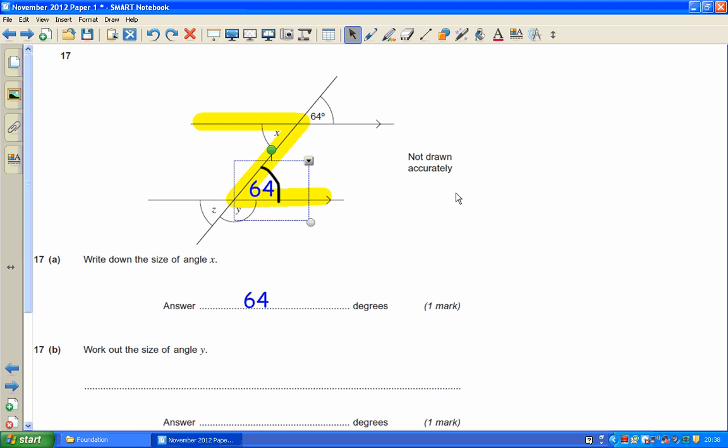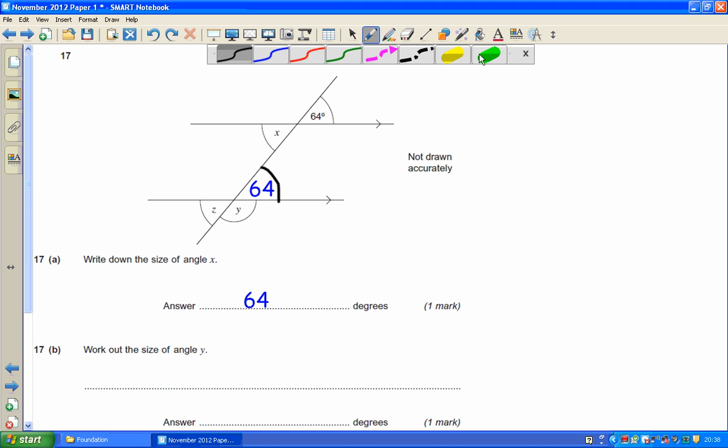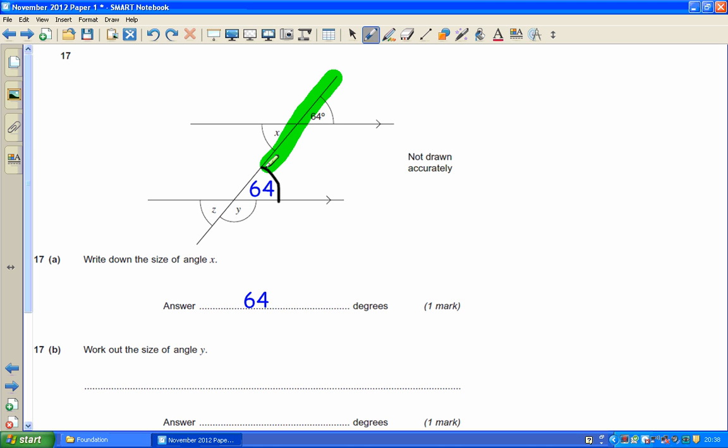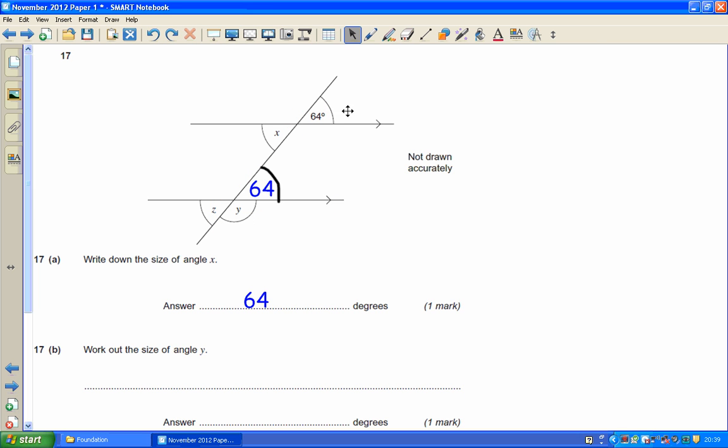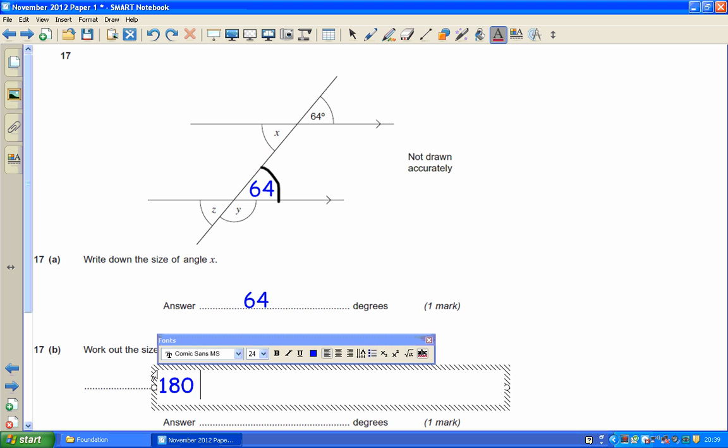So that angle in that little gap there is 64. Now we could have found that, instead of using the Z angle, using an F angle, or a corresponding angle, by doing that line in there, and this angle here and this angle here are the same corresponding angles. So either way we can get to this angle here being 64. Now once we know that's 64, I can see that that's on a straight line with y. So y is going to be 180 minus 64, which is 116 degrees.